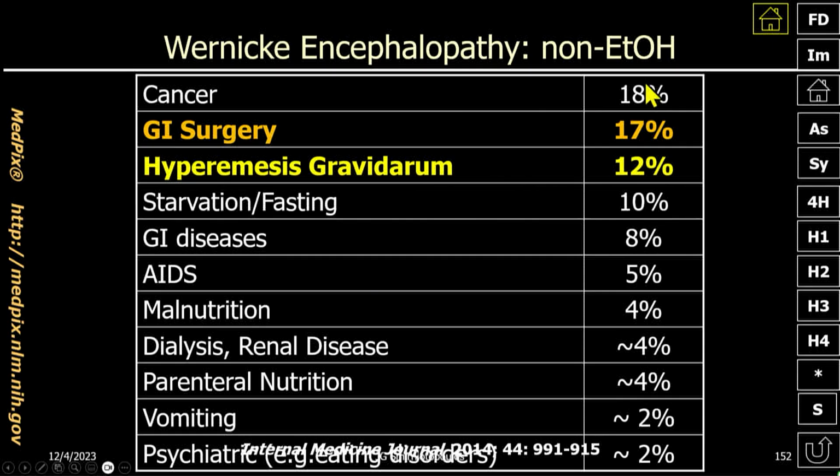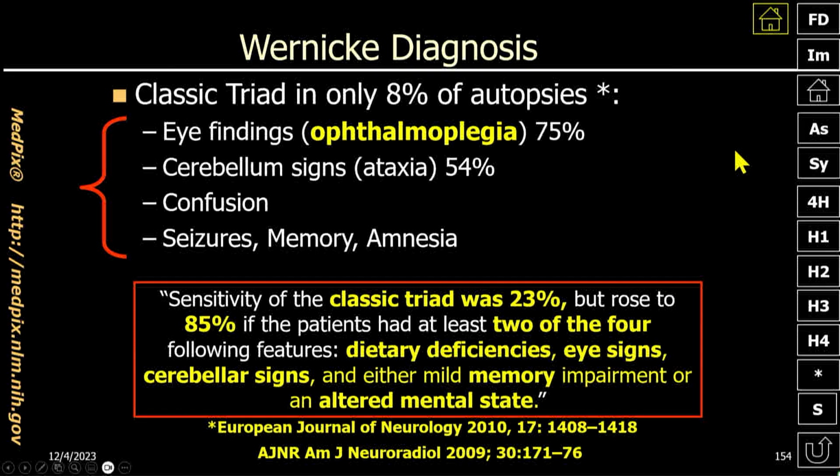This is something I want to highlight, which is gastric surgery. We heard about this yesterday. How many of you ever thought about hyperemesis gravidarum as causing vitamin deficiency? Because it can cause a vitamin deficiency, and it's right up there, 12%, 17%. And so you need to think about that as well.